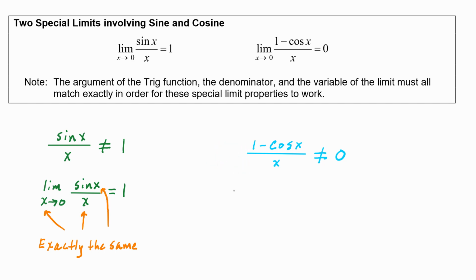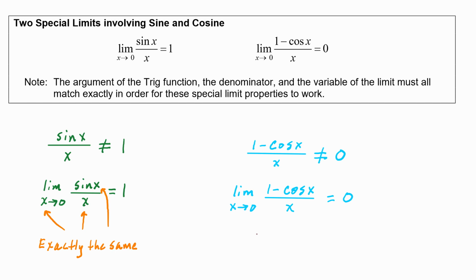It's only when you take the limit as x approaches 0 of 1 minus cosine x over x, now that will equal 0. So if the expression is missing the limit, then it's not true that it will equal 0. We have to take the limit as x approaches 0 of that expression. This whole entire limit is what equals 0.